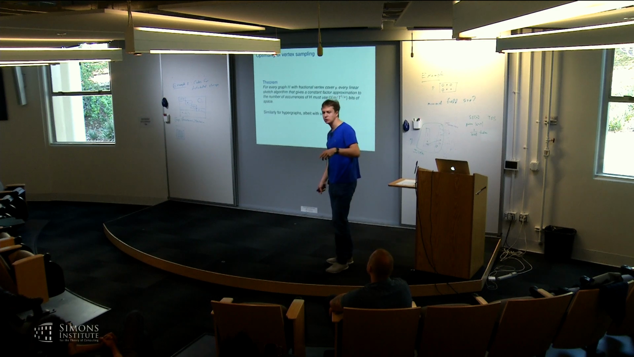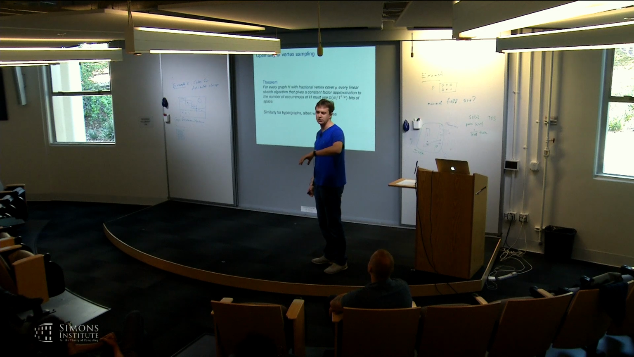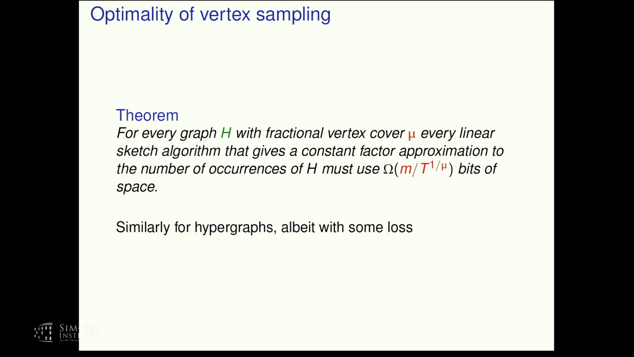This is also related to some work in the database community, again on instance optimal database joins, something also known as the AGM bound, which bounds the size of the join on a given database. Okay, good. So these are the results for graphs.